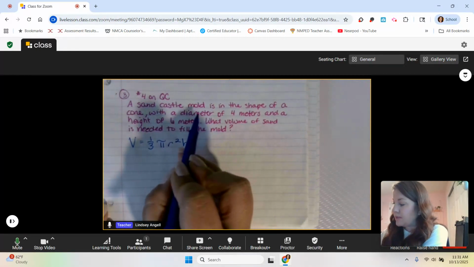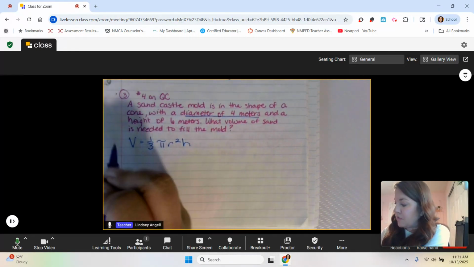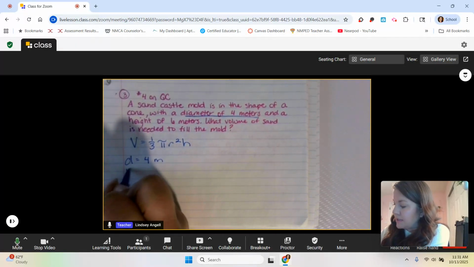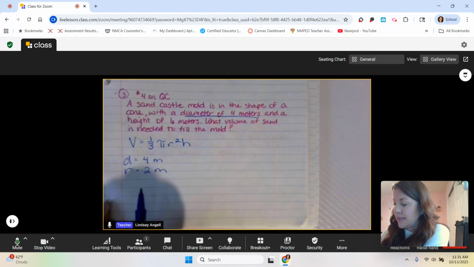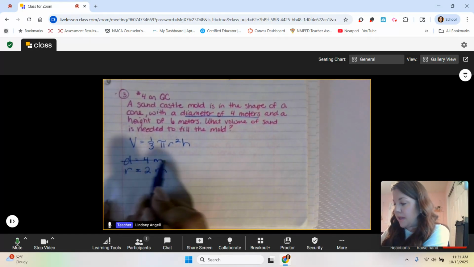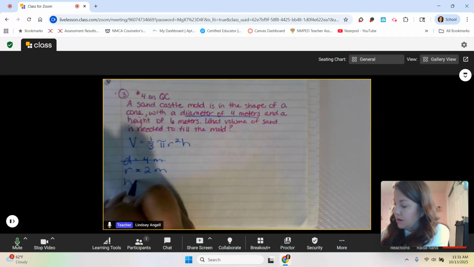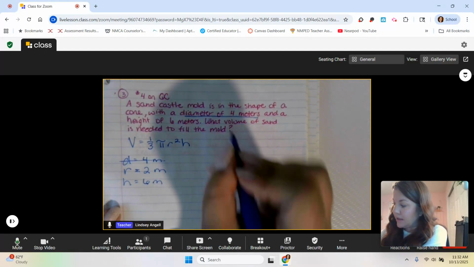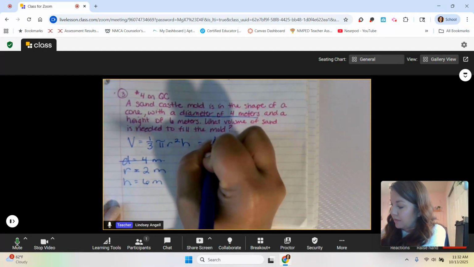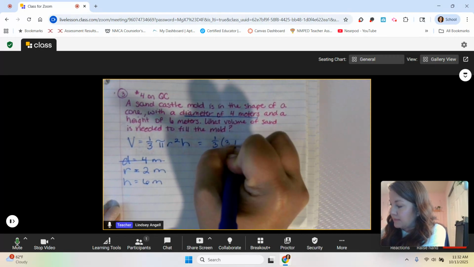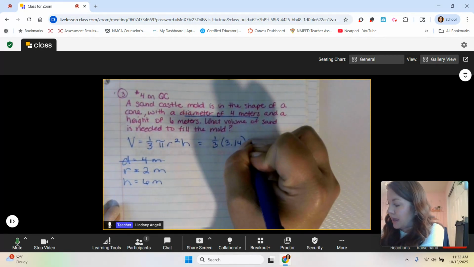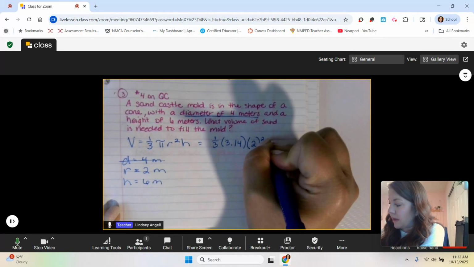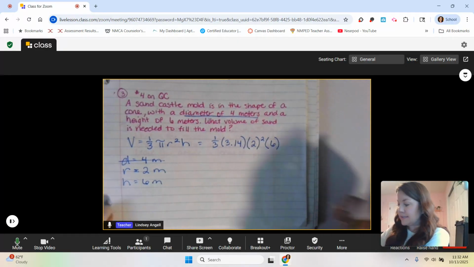So let's see, once again, we're given the diameter, so we have to be careful. If we're given the diameter of 4 meters, that means my radius is 2 meters, and that's what we need for our formula. Okay? And then we're also given height of 6 meters. All right? And then we can go ahead and just plug in. We've got 1/3 times 3.14 for pi times our radius, which in this case is 2, and that's squared, times our height, which is 6.